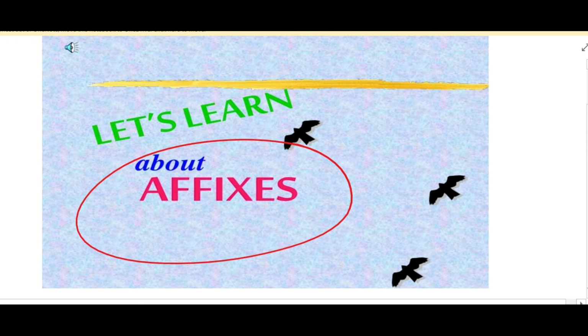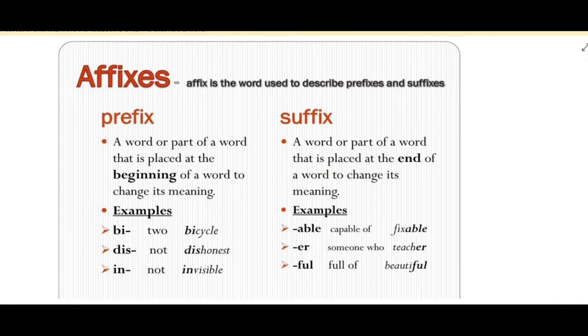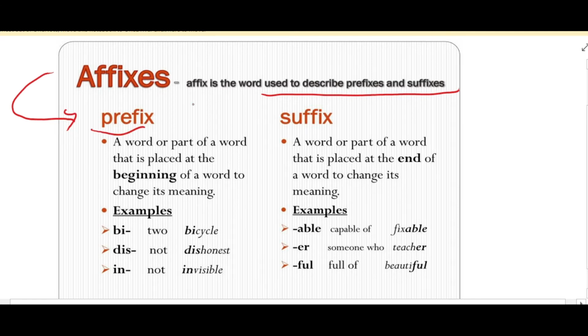Let's learn about it, what are affixes. Affix is the word which is used to describe prefixes and suffixes. Shortly we can say that affix has two things. Number one is prefix and second thing is suffix. Means in affixes there are only these two things, prefix and suffix.